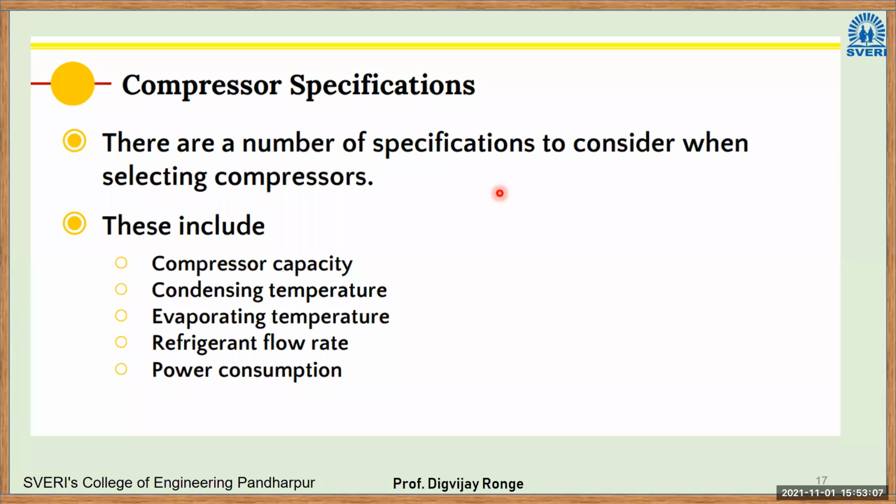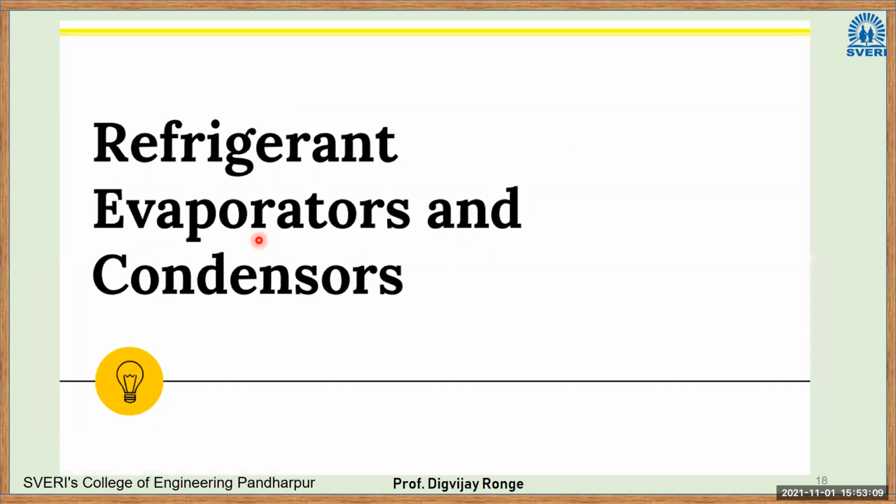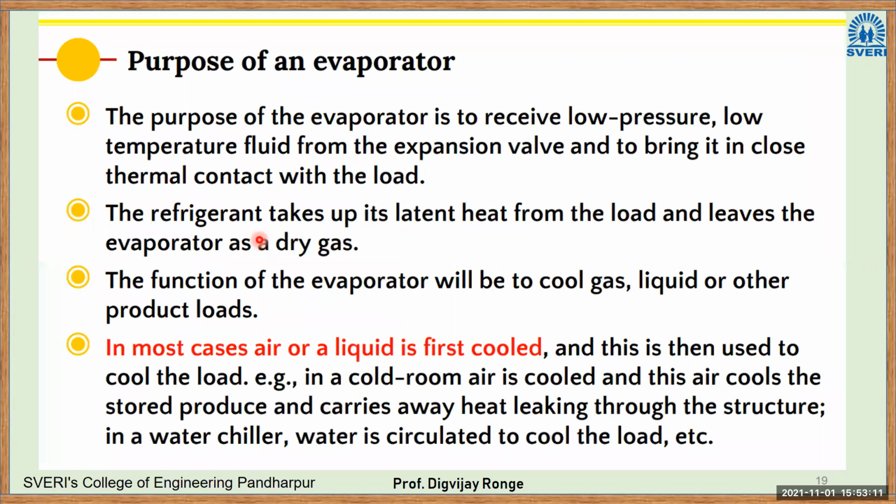Right. Now next here it is evaporators and condensers. So what is the purpose of evaporator? So purpose is, in that case, it extracts the heat. The objective of the whole refrigeration is to extract the heat from the low temperature reservoir. So in that case, evaporator plays that role.